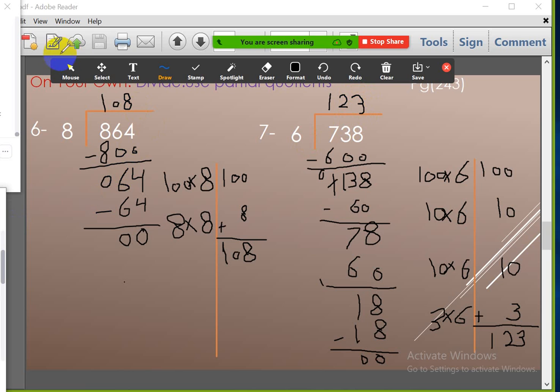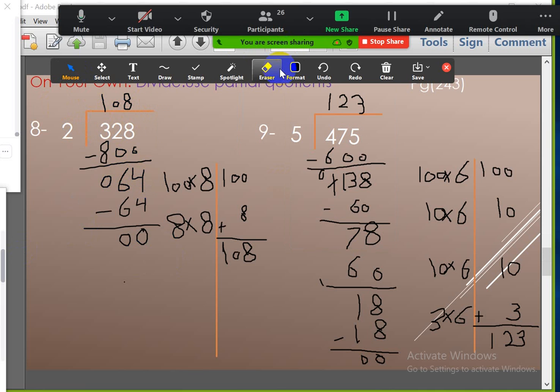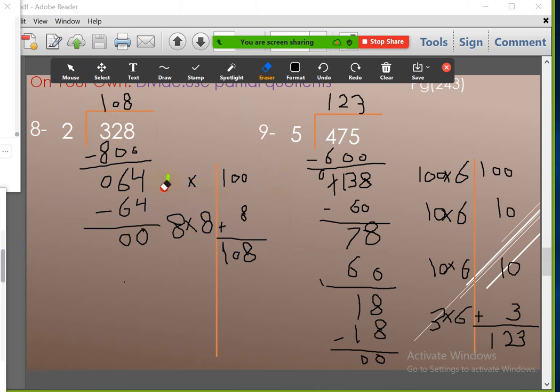So if you finish, please type 1 in the chat, girls. Okay, so I will continue to number 8 and 9. Girls, I will erase only this side. I will leave this side for you. So I will erase only this side, and I want to divide 328 on 2.